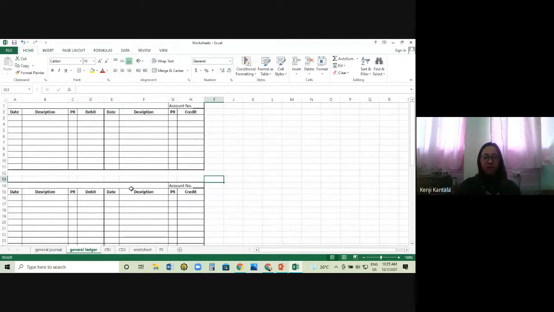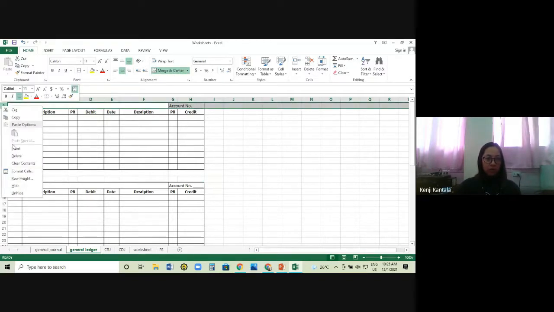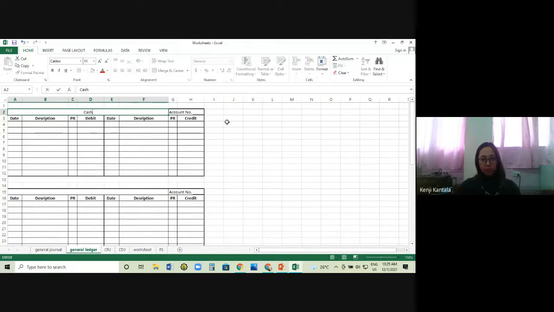Then yung general ledger naman natin, ito siya. So same as the general journal, okay, we have a space here. So itong space na to is for the account title. So for example, we have cash. So this whole ledger, itong na-highlight na to, is for cash transactions only.